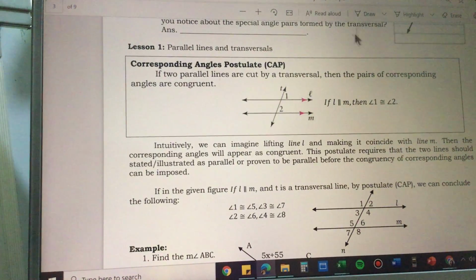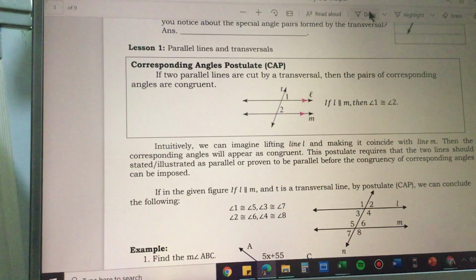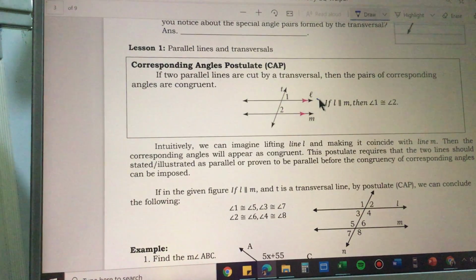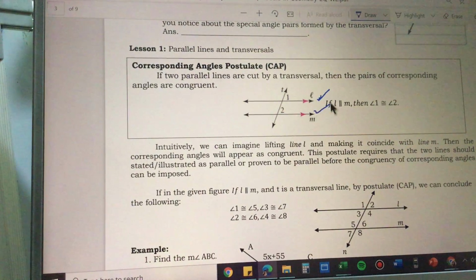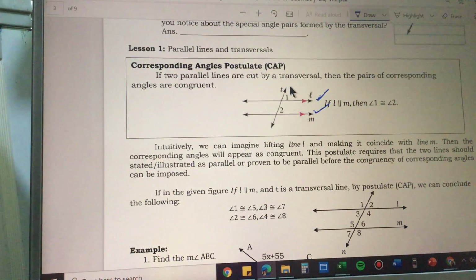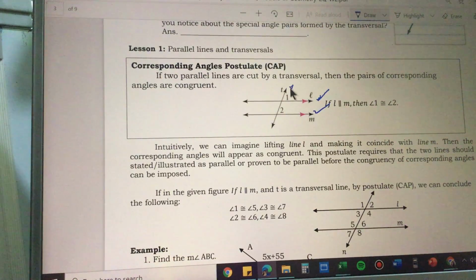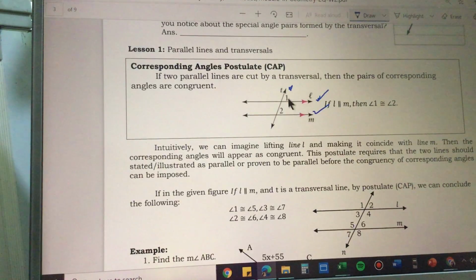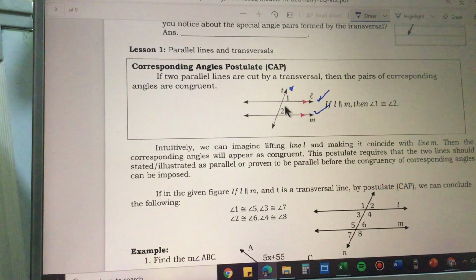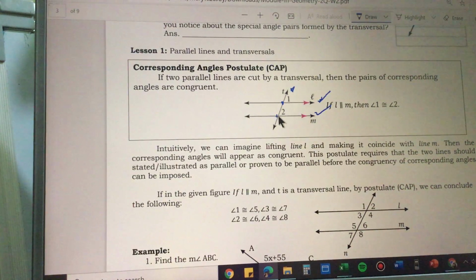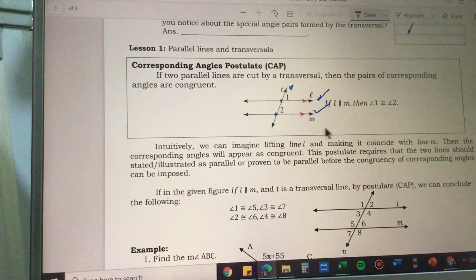Line L and M are parallel lines, meaning they are coplanar, given na coplanar sila, at hindi sila nag-i-intersect. Then, it is cut by a transversal. And in this example, line T is our transversal. Bakit siya naging transversal? Because it intersects two lines. Two coplanar lines. It intersects two coplanar lines at two different points.